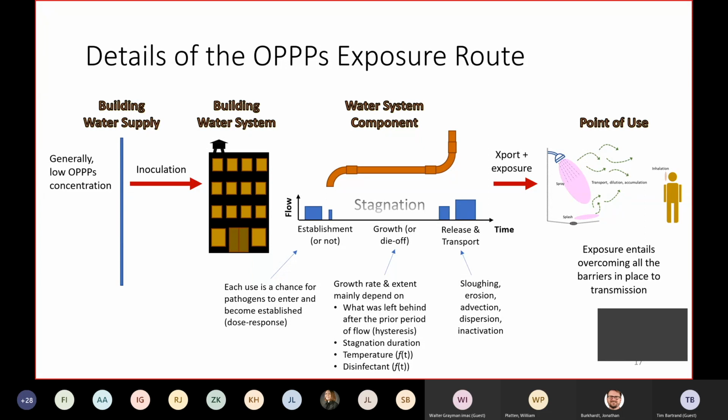Once established, there's going to be some growth, or there could be, and the growth depends on what was left behind in the prior period of flow, how long the stagnation occurs, and the temperature and disinfectant concentrations, which change over time. To get to points of use, the pathogens need to be sloughed or eroded, and then carried by advection and dispersion. They might be inactivated on the way to the points of use.